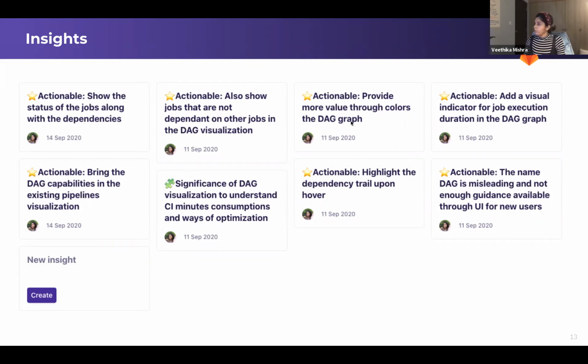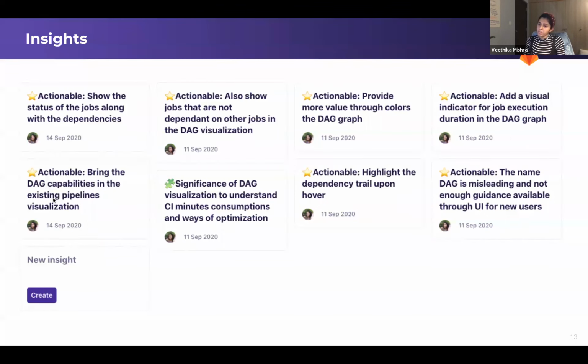Then provide more value through colors. Users felt really good about the colors, they said, oh, this is so pretty. But what do I do with this? They really didn't know what that represented, so they were clueless about what the color was there for. And add a visual indicator for job execution duration. Again, duration was something very important for them, and they felt that even though you have come up with such an elaborate visualization, there's again no provision for communicating the execution duration there.